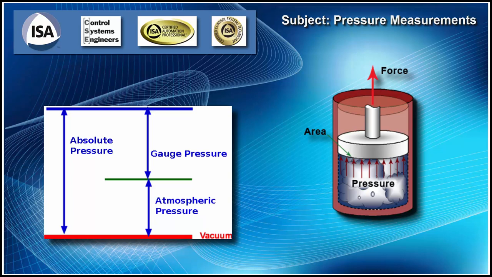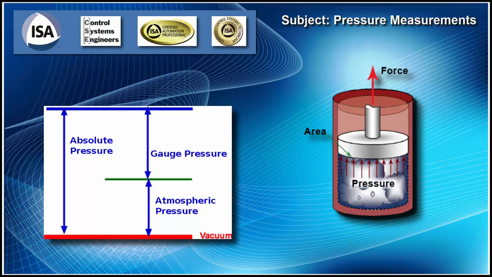A complete vacuum has no molecules. Therefore, there's no energy. There's no temperature. There's no molecules moving around, vibrating and colliding and generating friction and heat. It doesn't exist. So a complete vacuum is void of molecules.